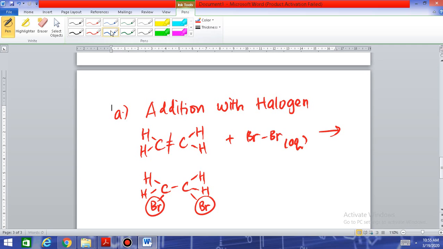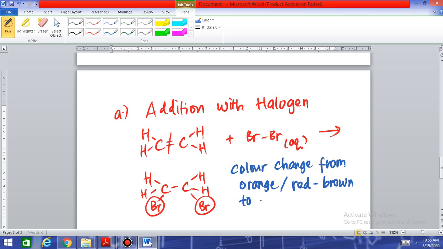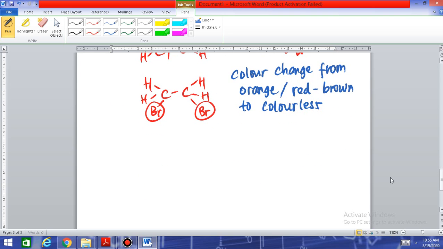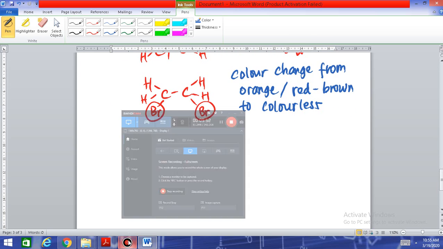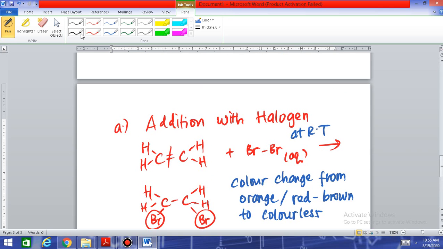Okay, there is something that we can observe from this reaction. Color change from orange or red brown to colorless. There is no special condition for this reaction, so we can conduct the experiment at room temperature. Okay, next.